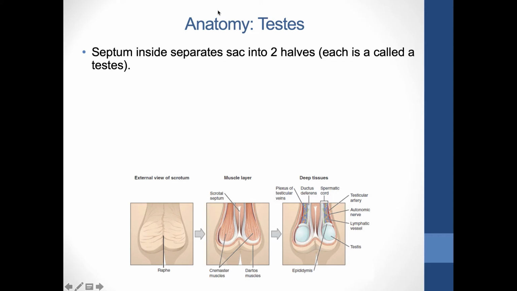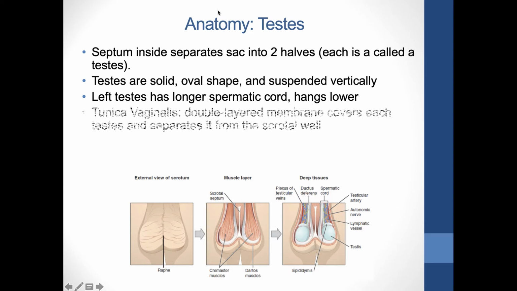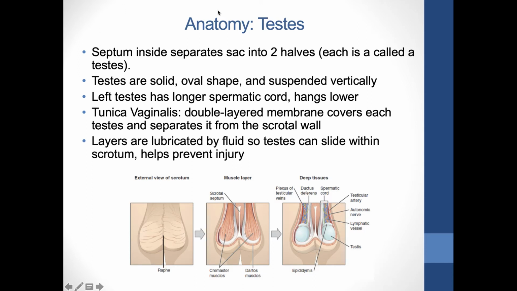Inside the scrotum is a septum, and it separates it into two halves. Each is called a testis. The testes are solid, oval-shaped, and suspended vertically. The left testis has a larger spermatic cord, and it hangs lower. The tunica vaginalis is a double-layered membrane which covers each of the testes and separates it from the wall of the scrotum. The layers are lubricated by fluid so the testes can slide easily within the scrotum, and it helps prevent injury.